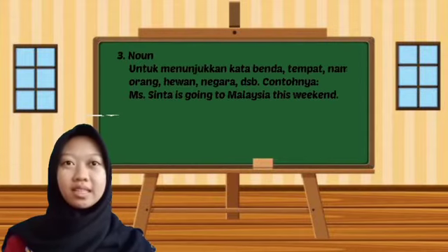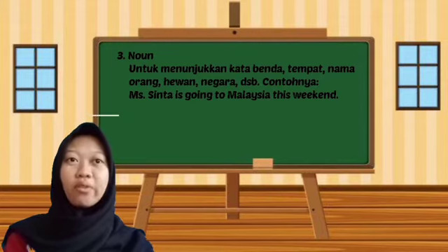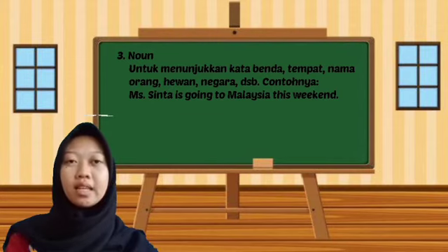Then the third is the noun. Nouns are words that are used to denote things, place, name of people, animals, and countries. For example, Miss Sinta who wants to go to Malaysia this weekend. Where Miss Sinta denotes a person name, and the word Malaysia denotes a state noun.